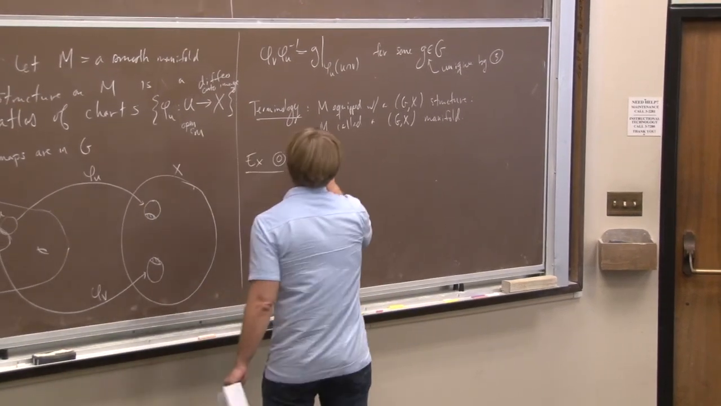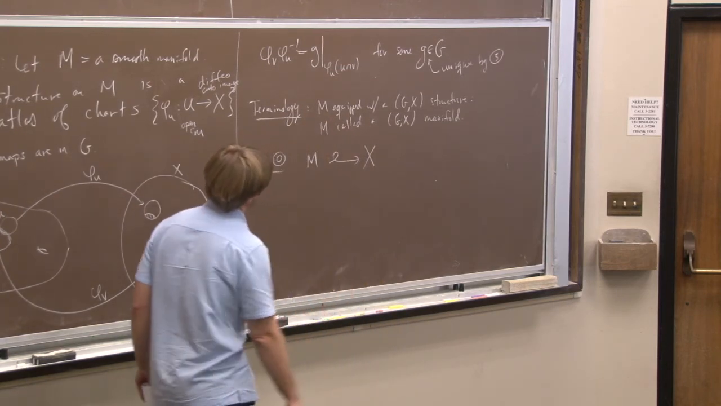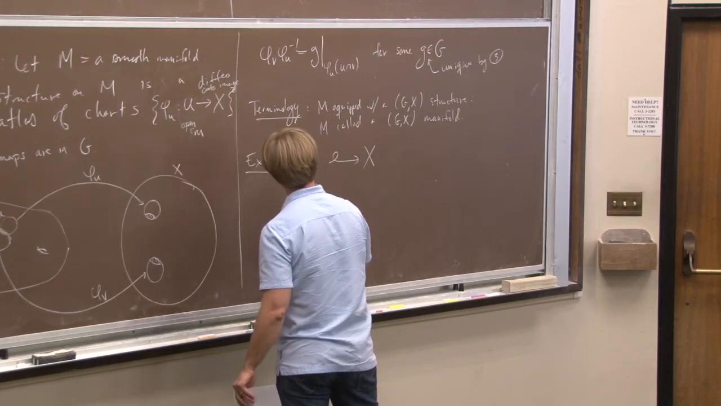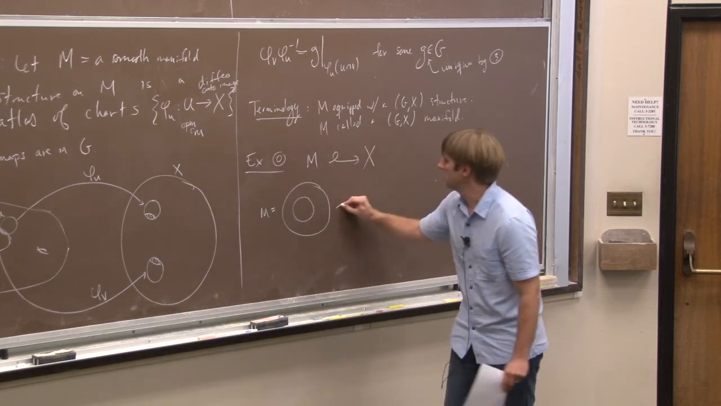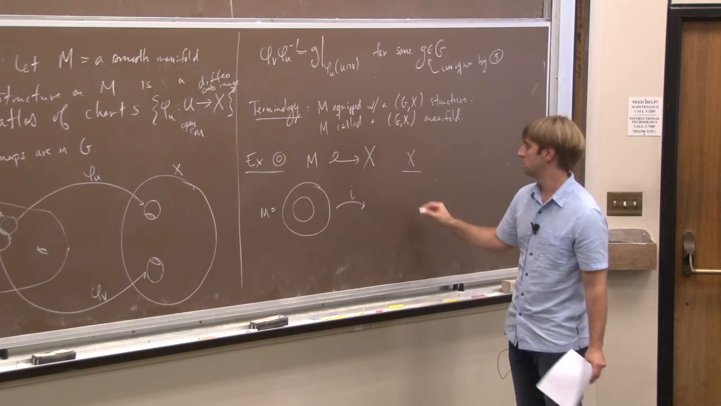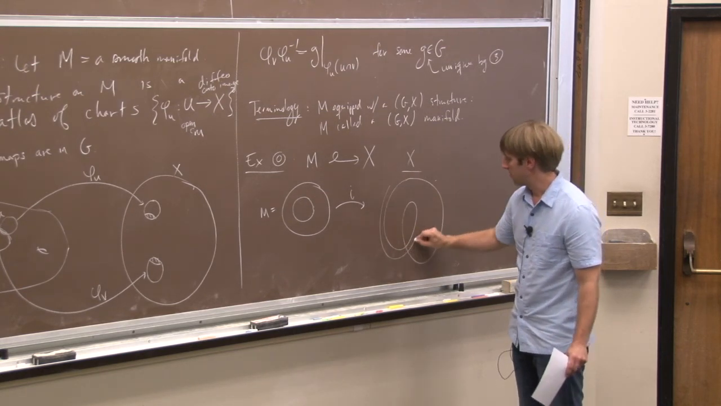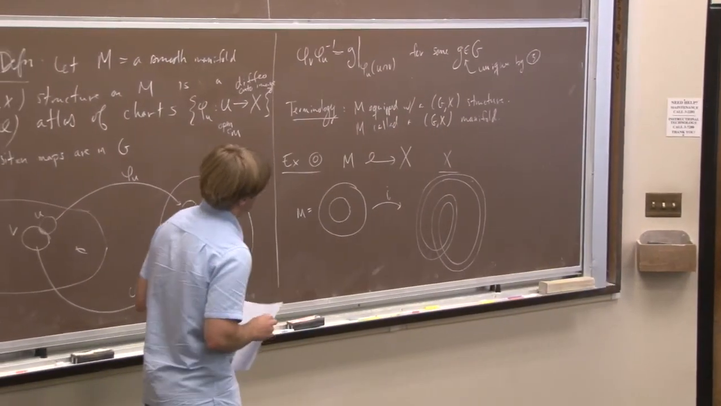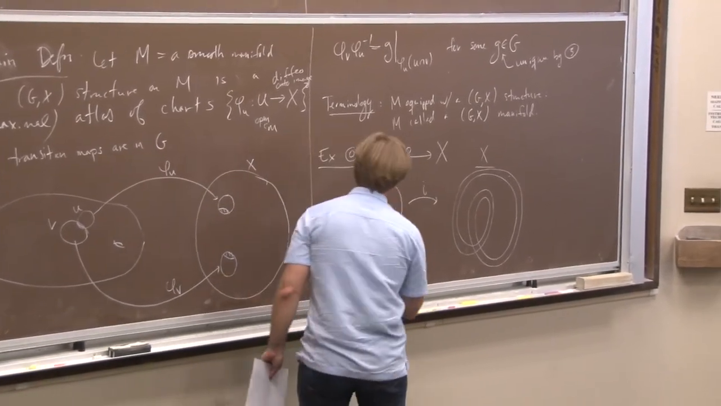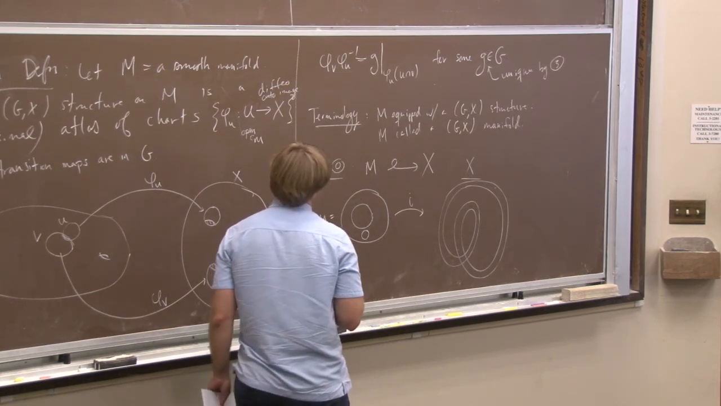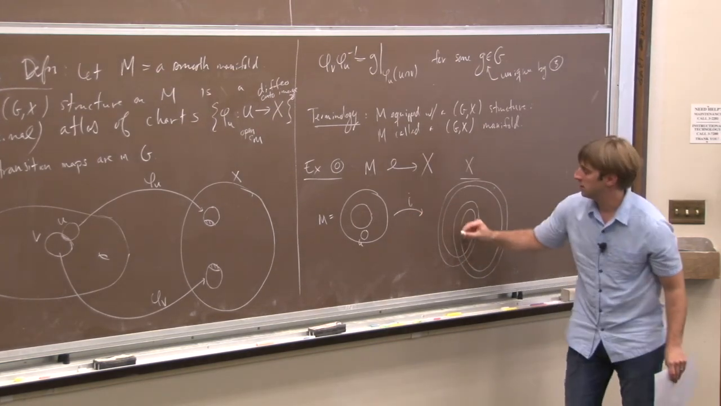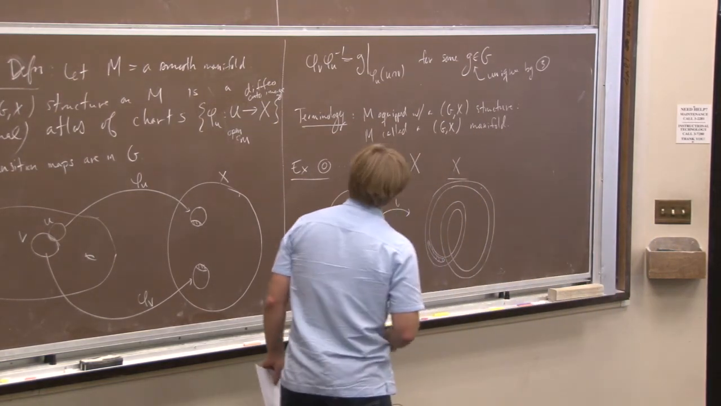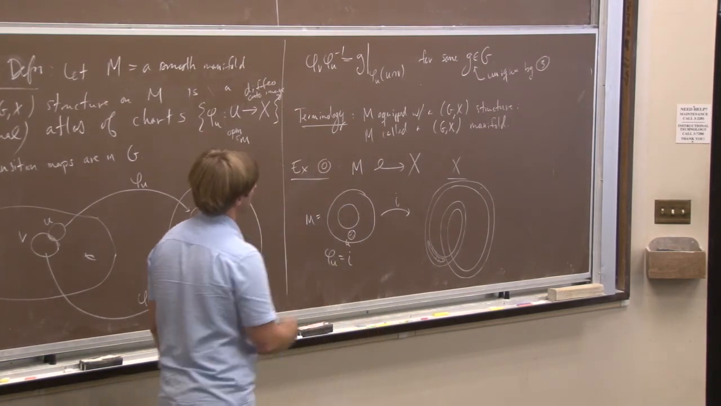The silliest example is that if you have some local immersion of M into X, then you get a GX structure on M. For example, here's an annulus. And maybe X is the plane. So I can map in my annulus via some complicated local immersion. This defines a GX structure on M. What are the charts? Well, if I just restrict to small enough open sets U, so that the restriction of I to U is a diffeomorphism onto its image, then I can just take my chart to be the immersion.